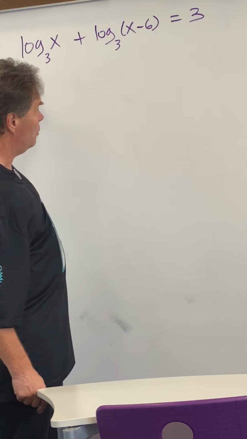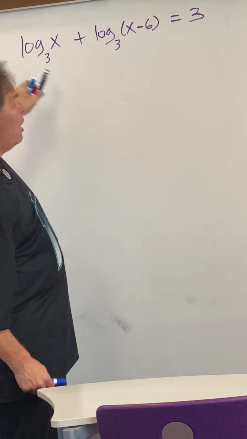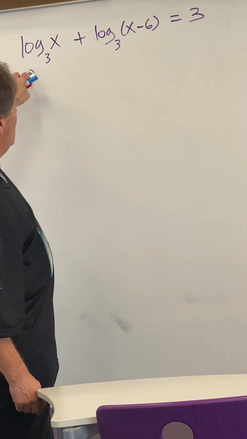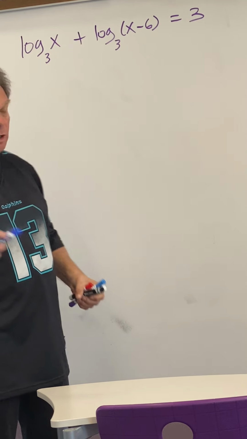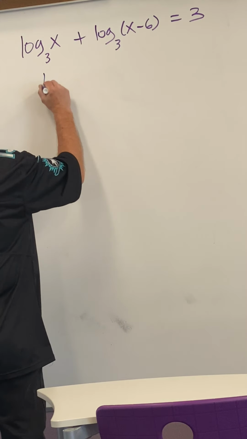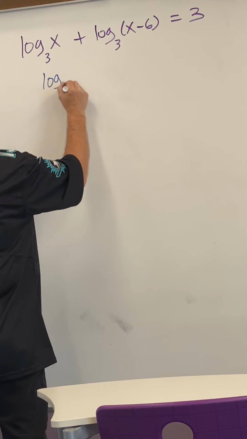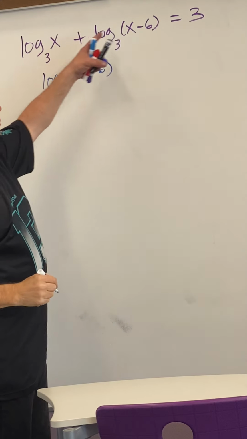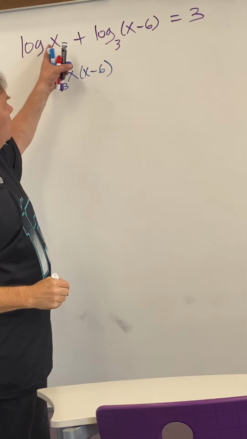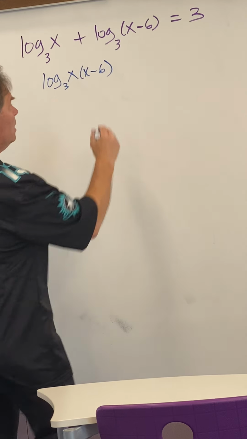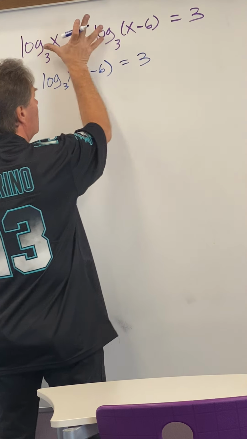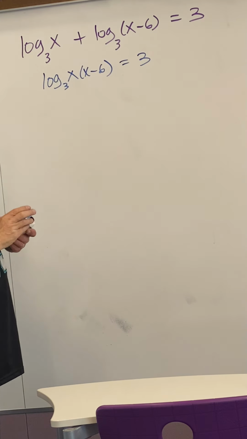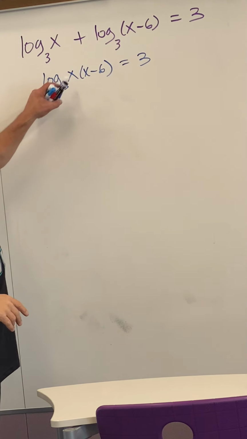So what can I do? I'll show you what we do to solve it. First of all, we use the laws of logarithms to squeeze it together. If they're split up like this, we want to squeeze it together into a single logarithm. So here we go. We go log base 3 of x times x minus 6, right? We turn the addition of logs into log of multiplication equals 3. So all I did is squeeze those together into the single logarithm. Log base 3 of this equals 3.